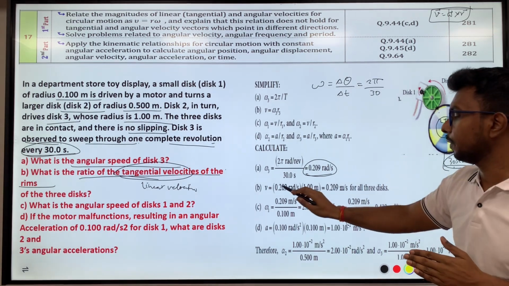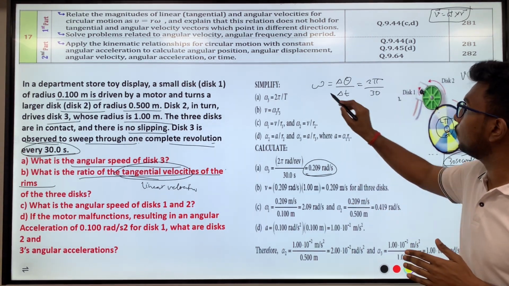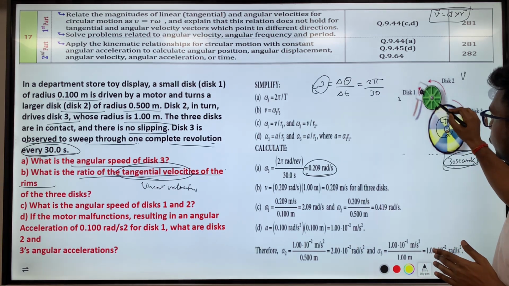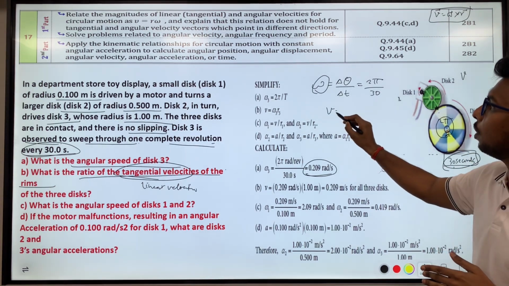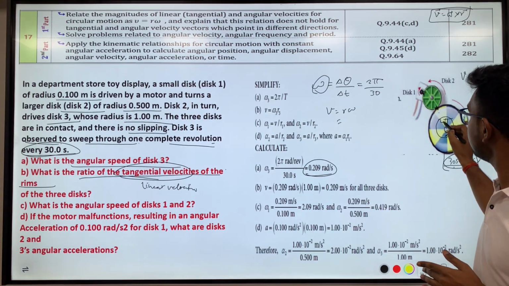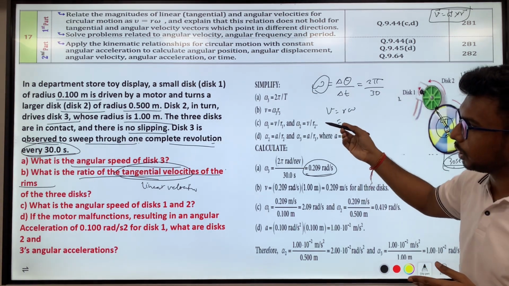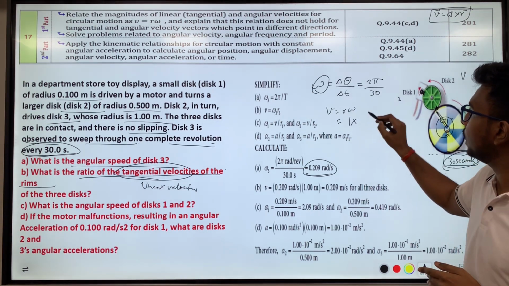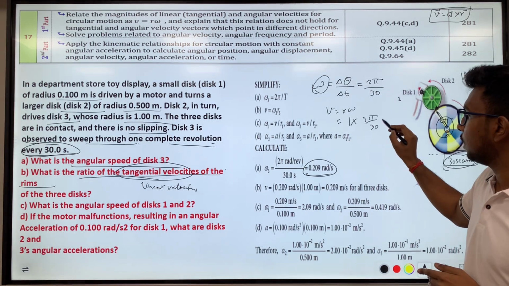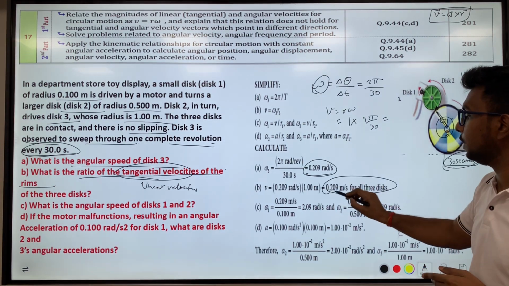That means, how much will be the velocity? If I have the omega, I can find the linear velocity for this one. That will be v equals r omega. R for this is r3, or whatever the value is, 1 meter, times omega, which is 2 pi by 30. I put the value and you'll get 0.209 meter per second.